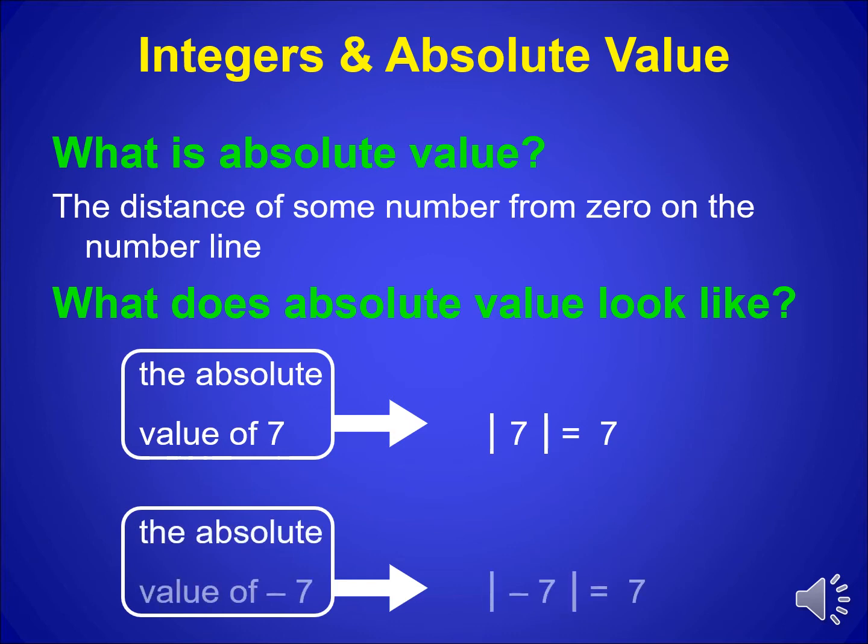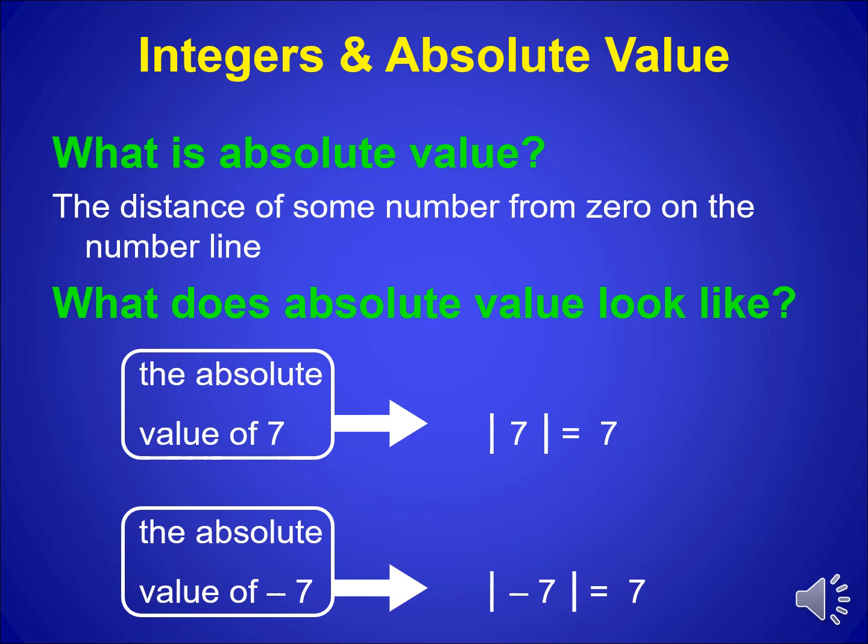The absolute value of negative 7. How do I write it? Yes, 2 lines and between them negative 7. So what's the meaning of absolute value of negative 7? How much distance between negative 7 and 0? When I count the distance between negative 7 and 0, I count it as positive. So I count 1, 2, 3, 4, 5, 6, 7. So I have 7 units of distance between negative 7 and 0 also.